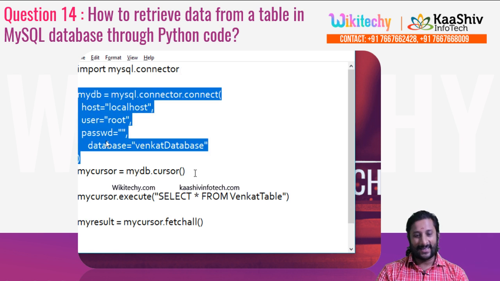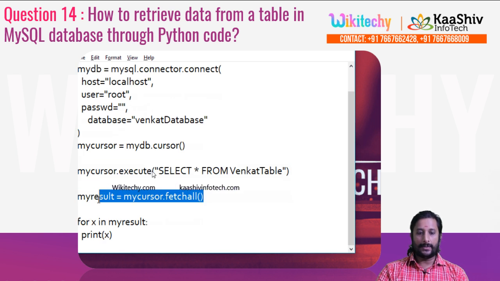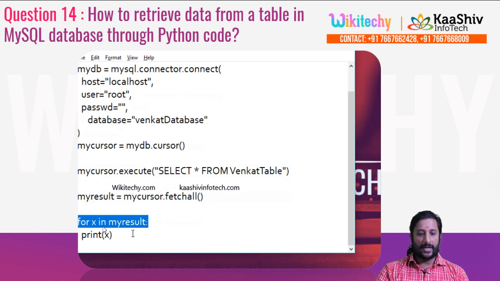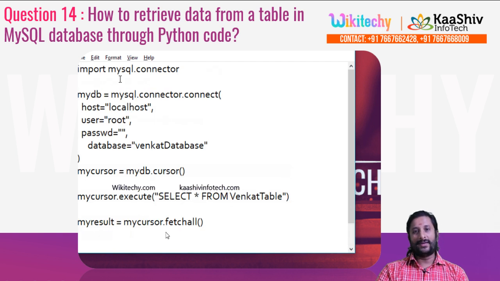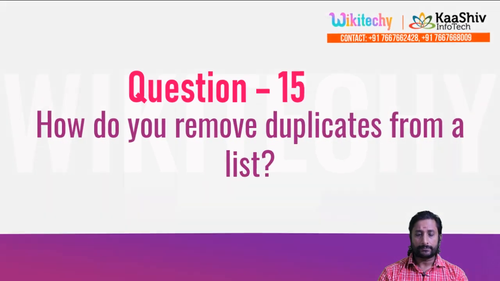You got the data. So import the module, connect, use the cursor, execute, fetch the data, put in your for loop and print the data. So this is how you are able to access the database and fetch the data, and your select command will be working. Okay, let's move on to the 15th question, how you can remove the duplicates from a list.